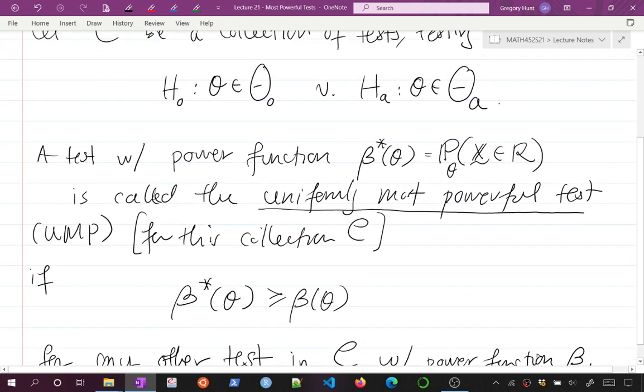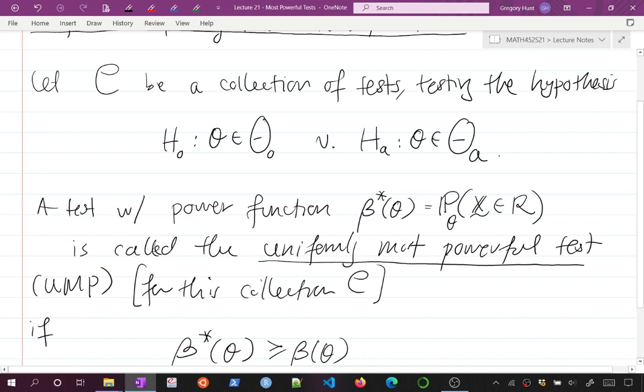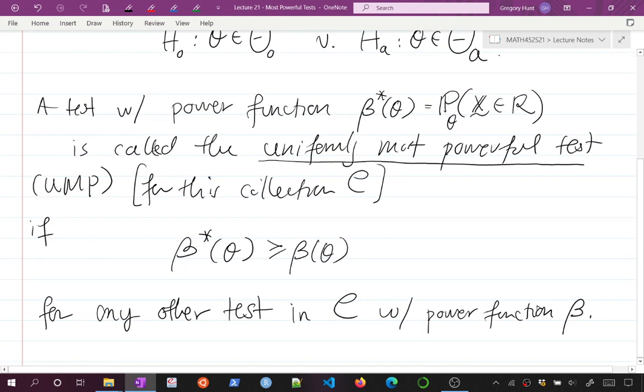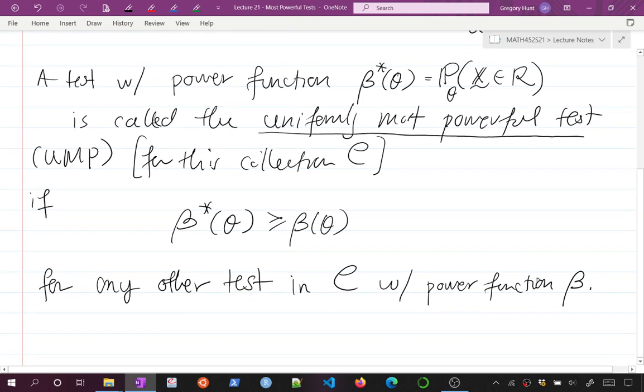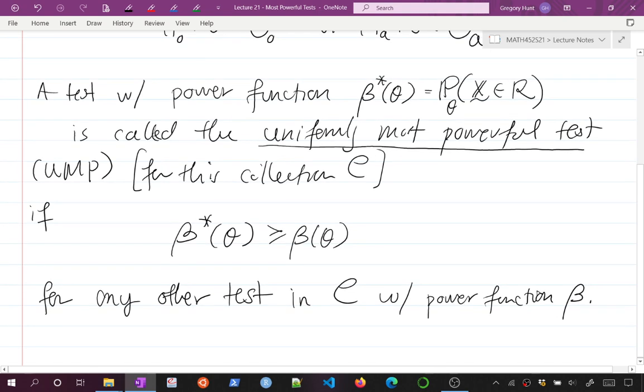So I have a collection of tests. How I came up with these, we don't really specify at this point. They're all testing the same hypothesis. I'm going to say the best test, the uniformly most powerful test, is the test whose power function, generically beta star, is bigger than the power function of any other test. And the power function of any other test, we're saying, is called beta. And we want this to be true for all theta in our alternative hypothesis, right?